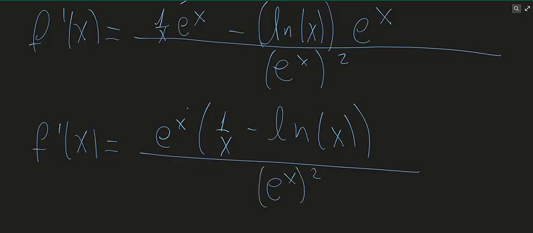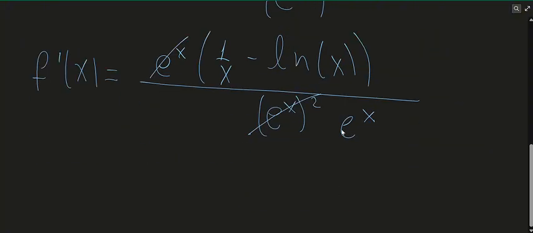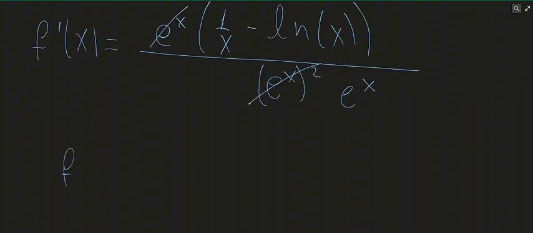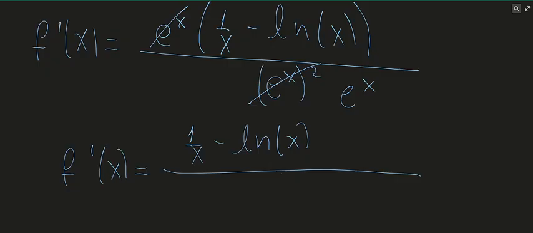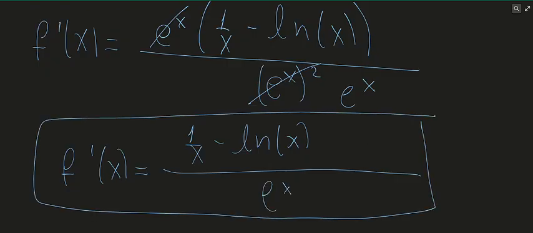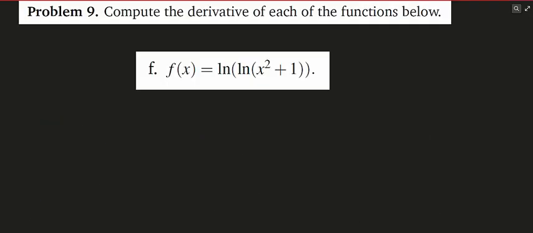I can reduce this and kill it with one of these and be left with just e to the x. So I do believe a very good final answer, post-simplification, is 1 over x minus ln of x divided by e to the x, like so. And that seems like a good place to stop for this part of the problem.